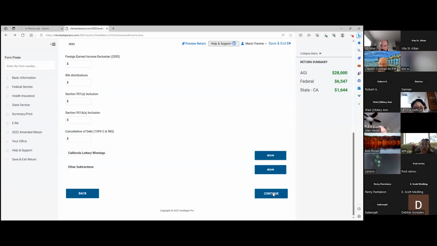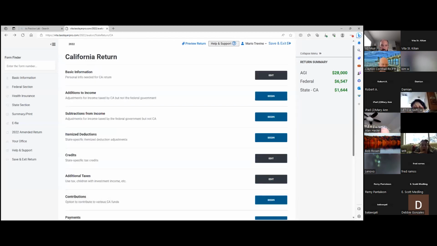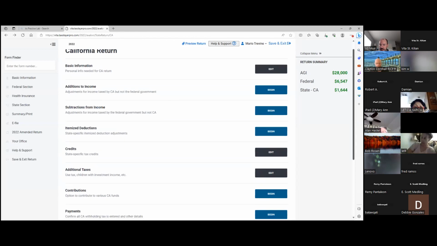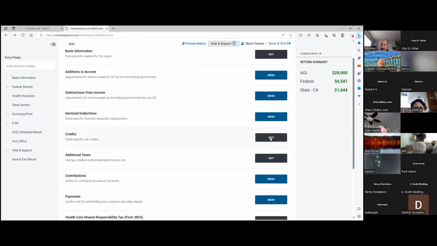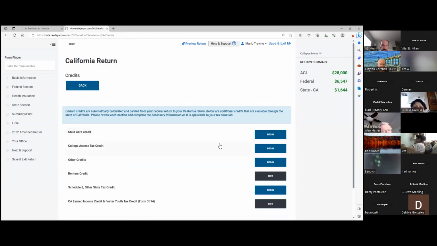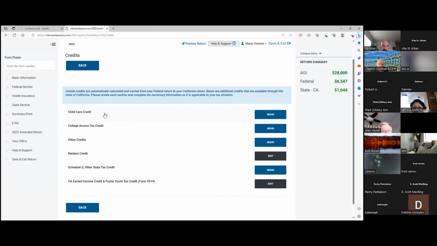All right, so we're going to get past this. And those are subtractions from, and then certain subtractions, again, the unemployment compensation is done automatically. Your credits, let's open that up. And so there's various credits. Usually the credits that you're going to be working with in the VITA program will be the child care credit. You've got renter's credit, and you've got that earned income credit and foster youth credit.